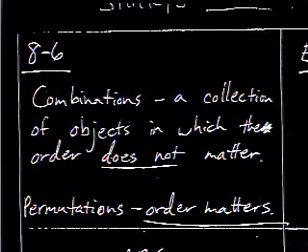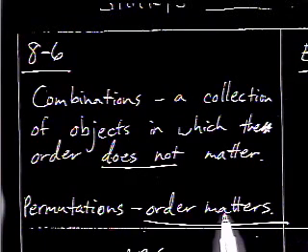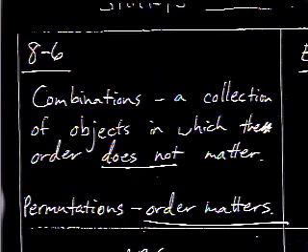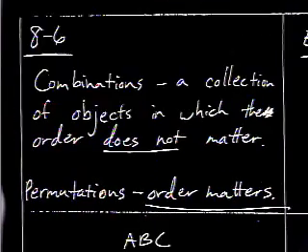So, let me try to help you understand this. In permutations, we're looking for arrangements. You can rearrange something and call it something new. Whereas in combinations, if it's the same group of letters or objects or numbers or whatever, you can't rearrange it and call it a new combination.